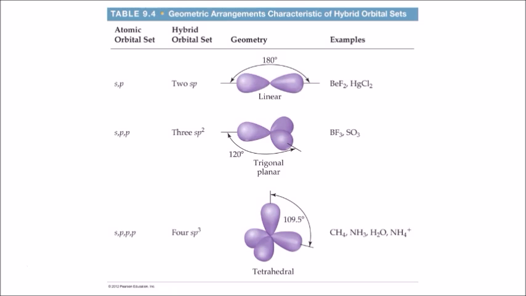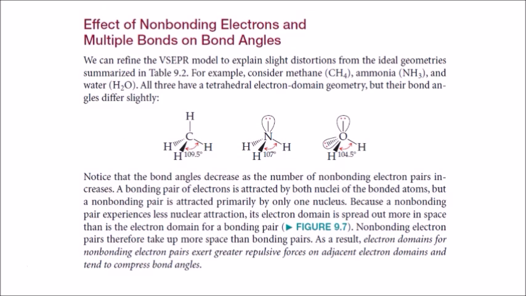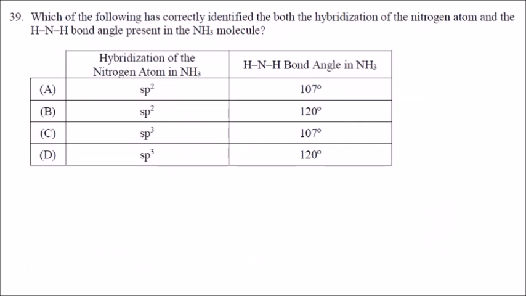Now, as far as the bond angle, it is slightly less than the predicted 109.5 because the lone pair tends to repel and exert greater repulsive forces than a bonding pair. So less than 109.5 puts it about 107. So the correct answer for this question is C, sp3 hybridization and a bond angle of 107.